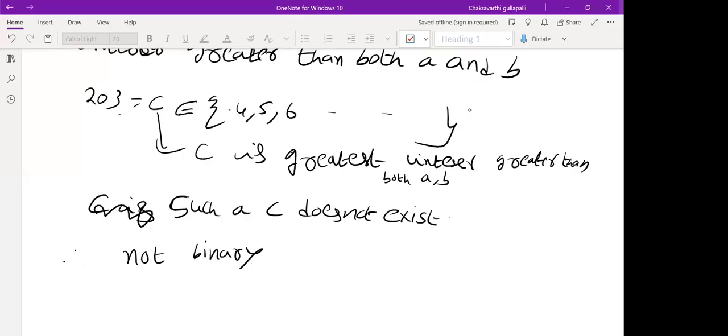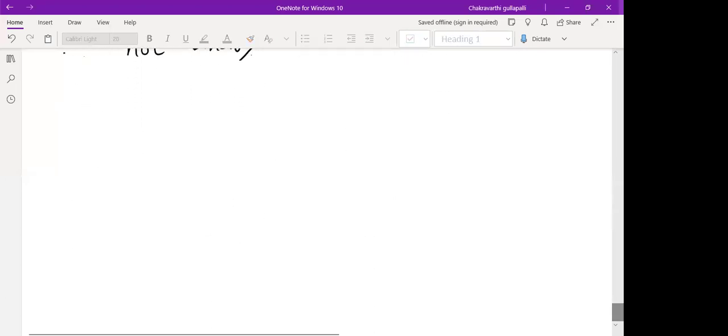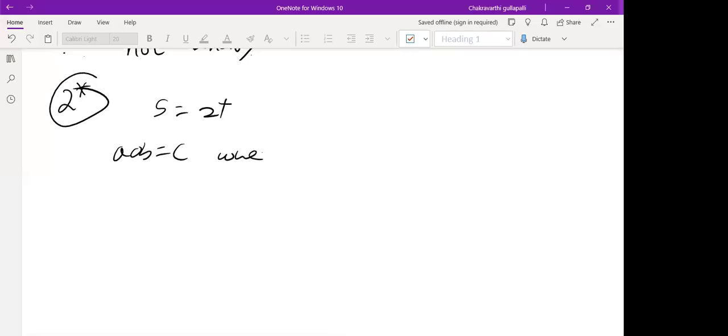I will change the question. I will change it to 2 star, one more. Instead of greatest, if I keep smallest, will it be a binary operation? This is a 2 star question. Yes, ma'am. So S is Z plus only. A circle B is C, where C is the smallest integer.